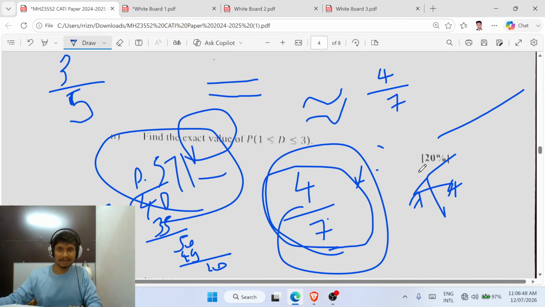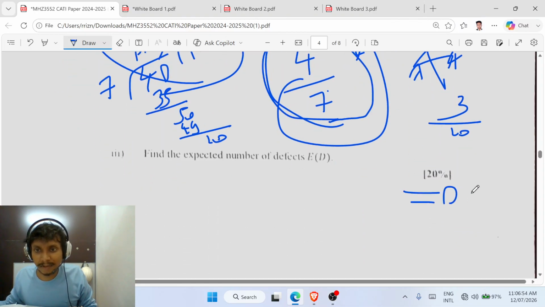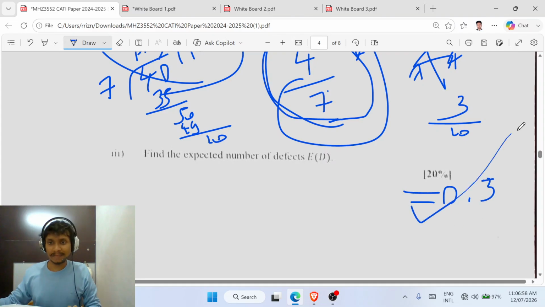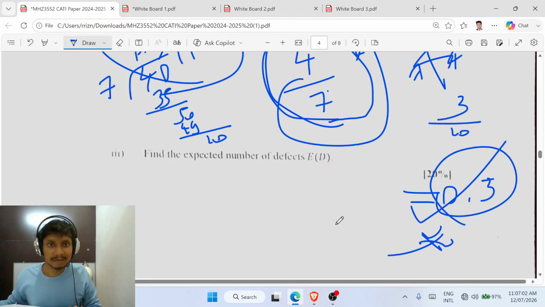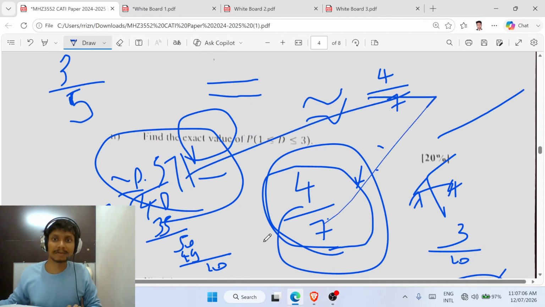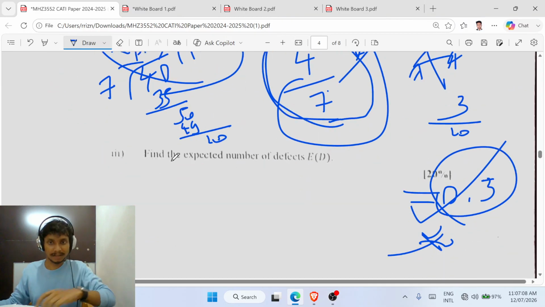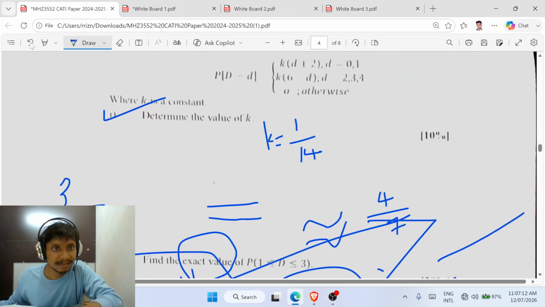For example, if the answer is 3/10, it is exactly equal to 0.3. 3/10 is exactly 0.3. Therefore, we can give that answer because this is an exact value, not an approximate value. But here, the value is approximate because it goes on continuously. Therefore, find the exact value.